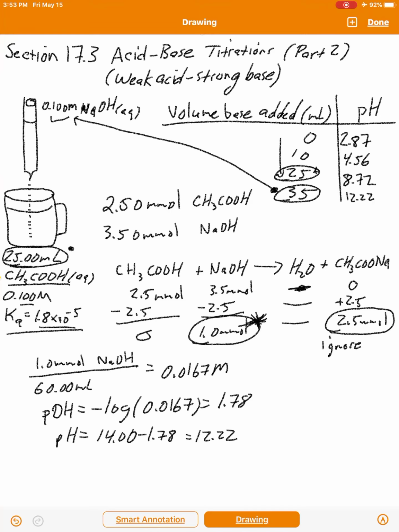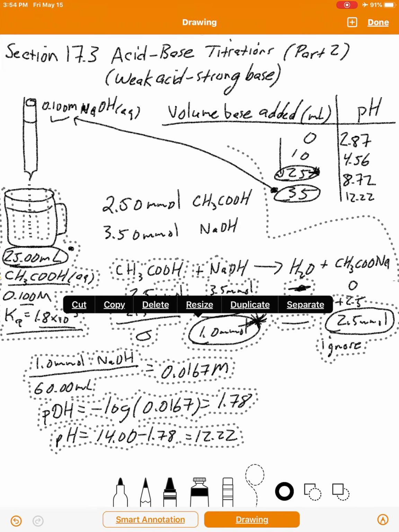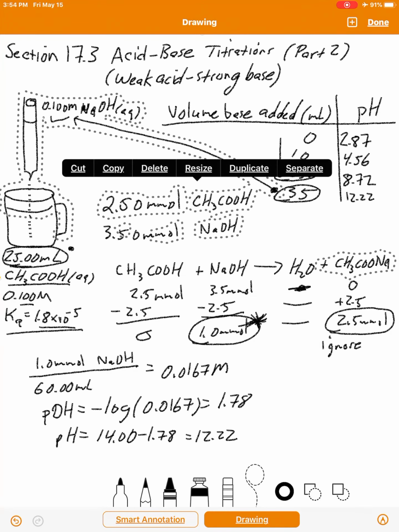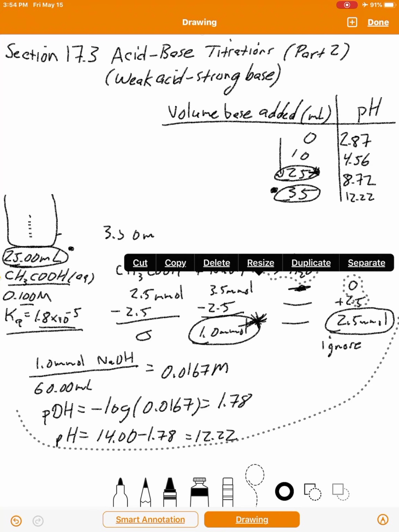4 separate calculations. I wanted to show all 4: before the titration begins, prior to adding any base, prior to the equivalence point, the equivalence point, which in this problem is 25 ml, and then post equivalence point. Just as with the strong acid, strong base titration, we definitely want to take a look at a curve.